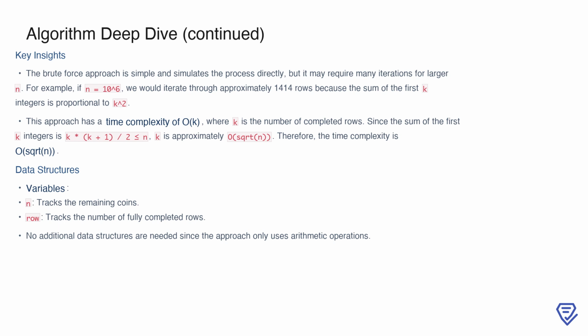Since the sum of the first k integers is k(k+1)/2, which must be less than or equal to n, the value of k grows approximately as the square root of n. Therefore, the time complexity can be expressed as O(sqrt(n)). In terms of data structures, this approach uses only 2 variables, n to track the remaining coins and row to count the completed rows, making it memory efficient.